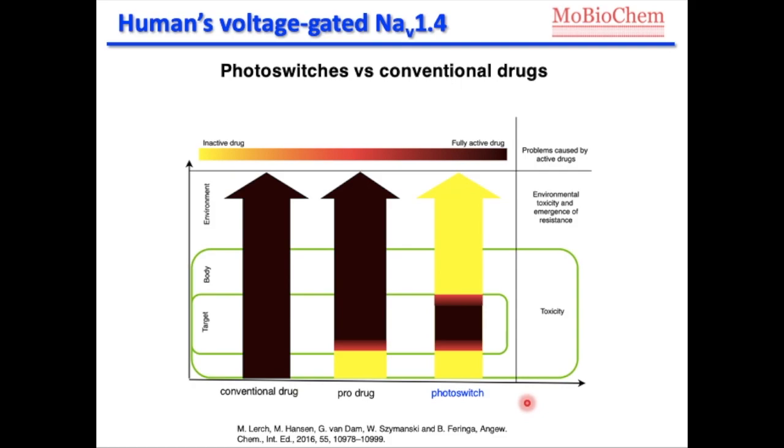What we see here is a graph representing the activity of a drug throughout its pathway. A conventional drug remains active in its full evolution in the target, body, and environment. A prodrug, which is activated at the target, remains in its active state later on in the body and in the environment, while a photocontrol drug can be activated and also deactivated at the target. This effect can lower the toxicity and, as I said before, reduces the evolution of pathogens in the body and in the environment.